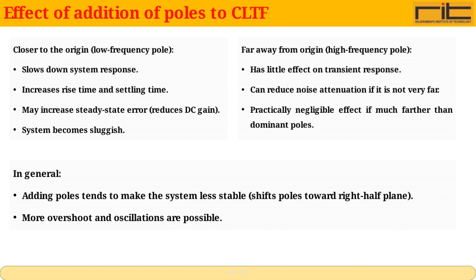If it's much farther than the dominant poles, its effect is practically negligible. In general, adding more poles usually makes the system less stable by shifting the poles toward the right half of the complex plane. This shift can lead to increased overshoot and oscillations, which means the system might become more prone to instability and more difficult to control smoothly.